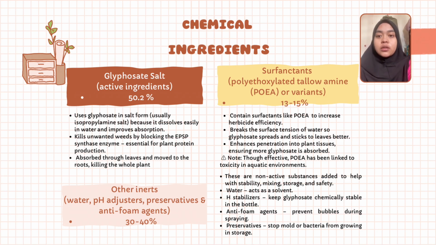The main ingredient of Roundup is glyphosate salt, which is used in salt form because it dissolves easily in water and improves absorption. So it can kill unwanted weeds by blocking the EPSP synthase enzyme, which is essential for plant protection.